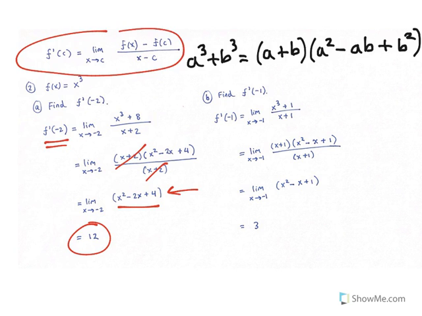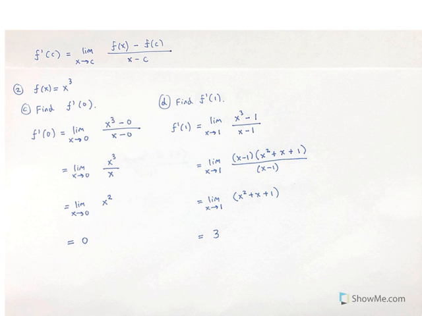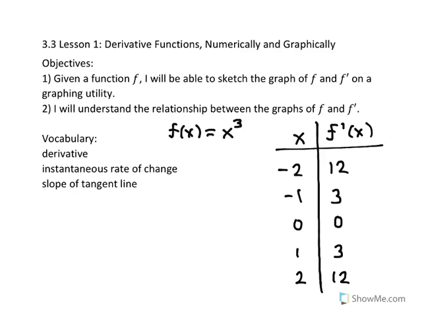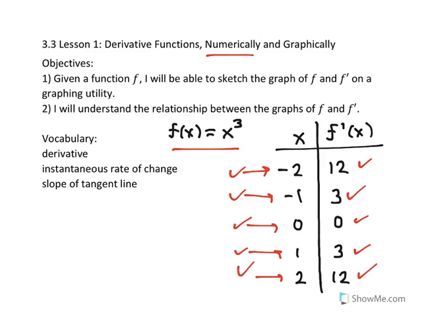In a similar way, using this definition, you can find f prime of negative 1 to be 3, f prime of 0 to be 0, f prime of 1 to be 3, and f prime of 2 to be 12. So from the work that we did, we have this information about the derivative of f of x equal to x cubed, evaluated at these values of x. The derivative at x equal to negative 2 is 12. The derivative at x equal to negative 1 is 3. We were able to find these values by using the definition of the derivative of a function f at a point, and we call this numerically calculating the values of the derivative of f at certain x values.